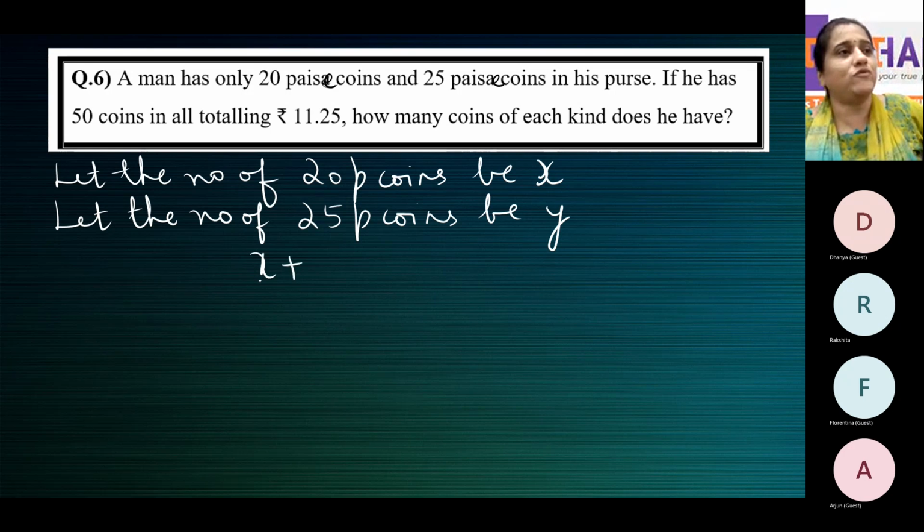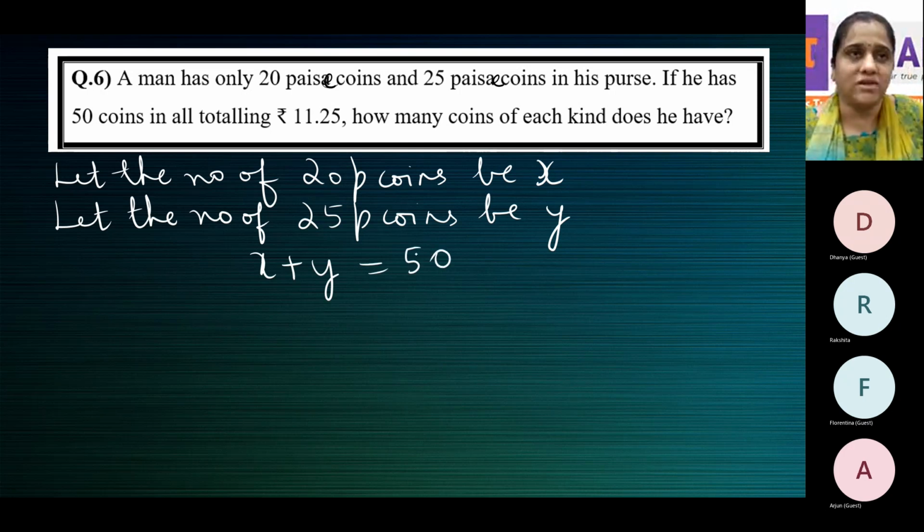Very good. Number of 20 paise coins, X. Number of 25 paise coins, Y. Total number of coins, 50. How many 20 paise coins, X? How many 25 paise coins, Y? Totally, X plus Y, totally 50 coins. Yes or no? Next is about the value of money.